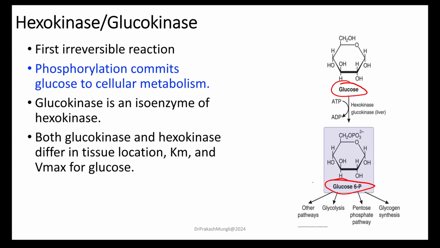You don't need to know the structure for that. No structure, as long as you understood, right? What is the meaning of glucose 6-phosphate? Phosphate at the 6th carbon of glucose. That's it. So who is going to add that?